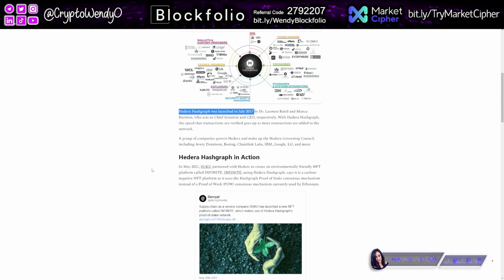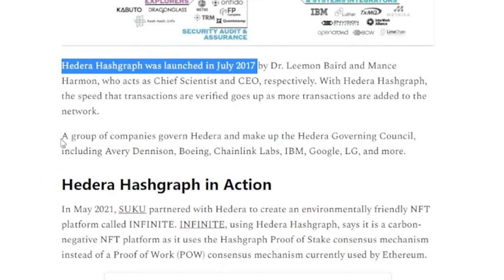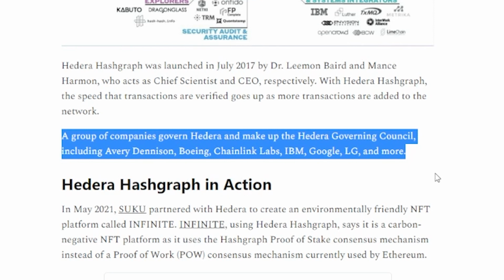Hedera Hashgraph was launched in July of 2017 by some very fancy, well-known people. And the team is doxed, which is really, really great. And the reason why they did so is they wanted to go ahead and speed up those transactions because they understand that slow transactions is impeding progress. Also, a group of companies govern Hedera to make up the Hedera Governing Council, including Avery Dennison, Boeing, Chainlink Labs, IBM, Google, LG, and more, which is all household names. Most of you know these guys.